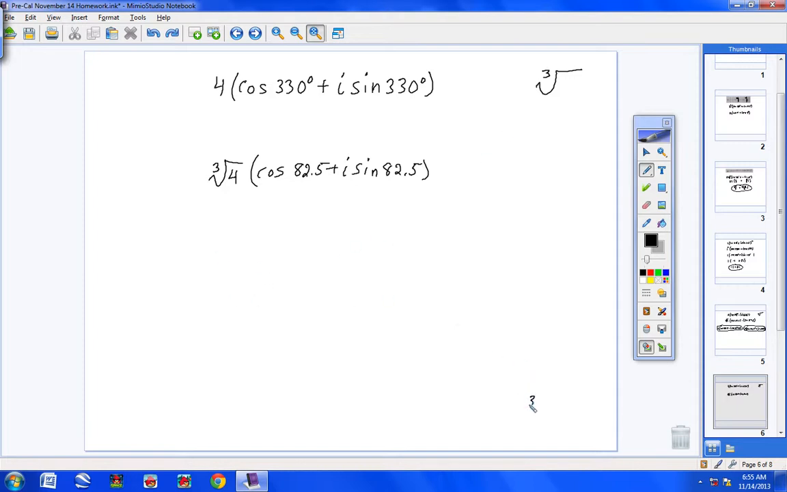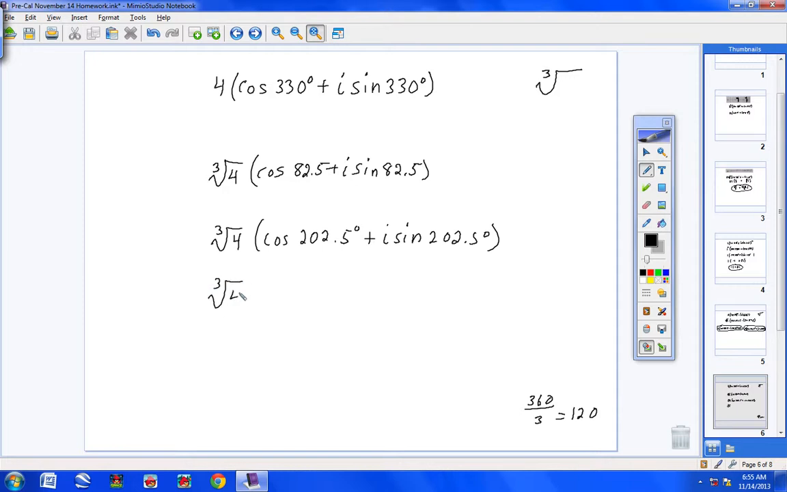So remember, you always take 360 and divide it by whatever your root is, or your index, and we get 120. So we're going to take 82.5 and we're going to add 120 to that, and when we do, we'll get 202.5. So now I have cube root of 4 cosine of 202.5 plus i sine 202.5 degrees. Now we're going to add 120 degrees again.